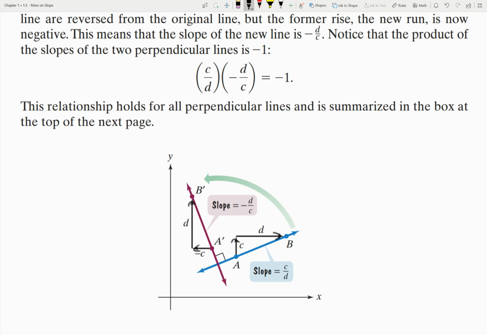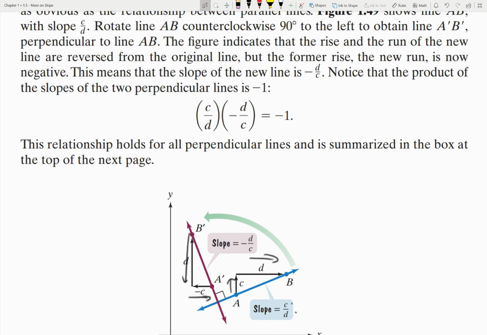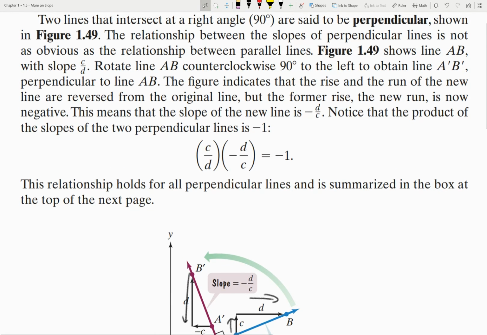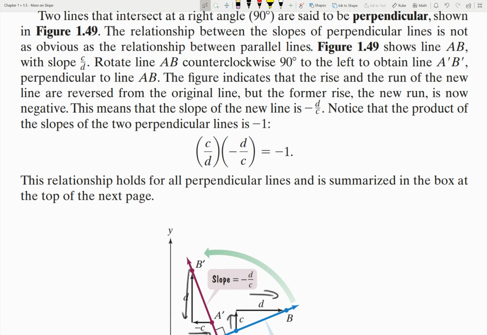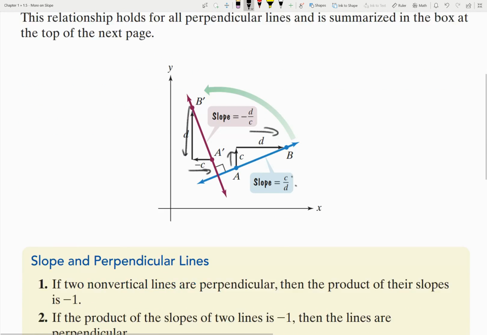So my slope of the red one would be negative D over C, right? To get from B to A, I would have to go down and then right. And then to get from left to right, we would go up and then right there. So this would be a positive C over D. Notice that the product of those two slopes is -1. This will always be true, okay?